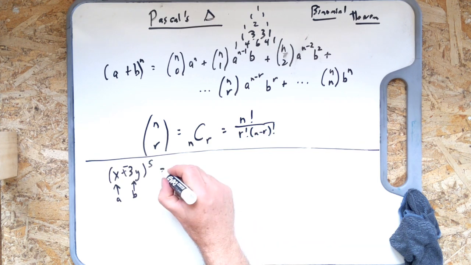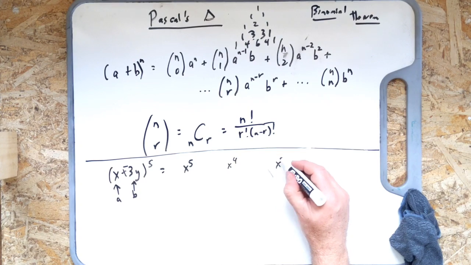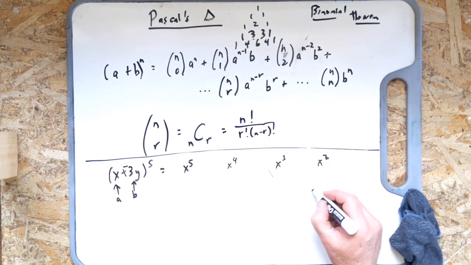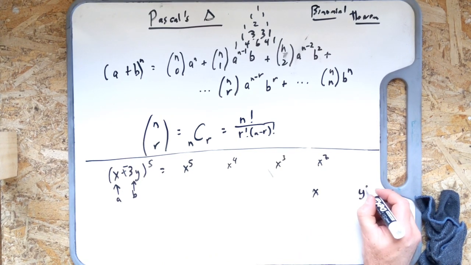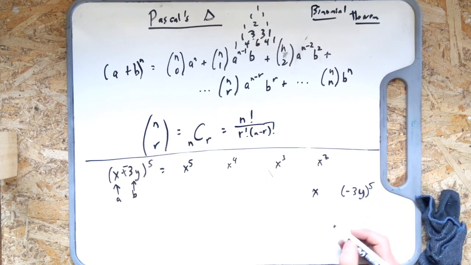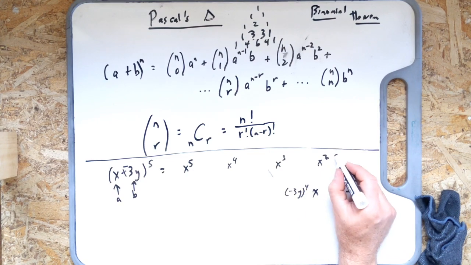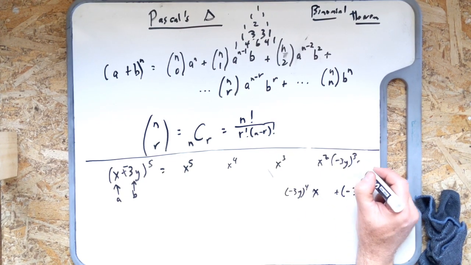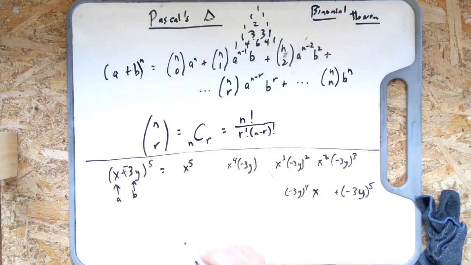Okay, if you're back, start with x to the 5th, x to the 4th, x cubed, x squared, x, and then 1. And then start from the end, do it this time, negative 3y to the 5th, and then negative 3y to the 4th, negative 3y cubed, negative 3y squared, negative 3y, and nothing. Okay, that's just the a's and b's terms up here.